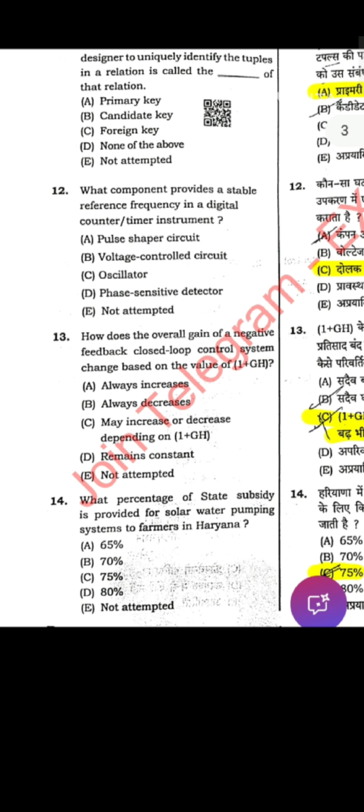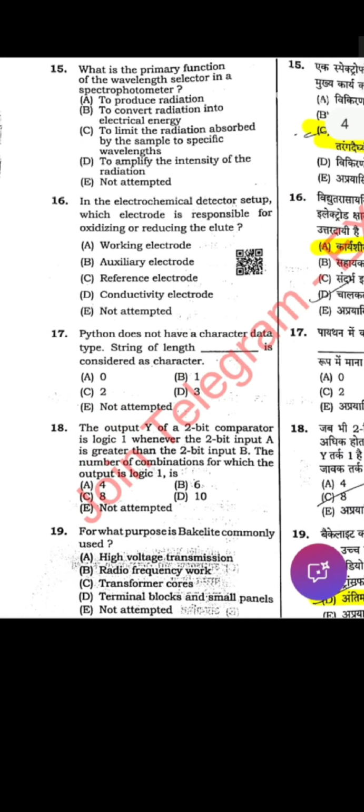A designer to uniquely identify the tuple in a relation is called the primary key of that relation. Python does not have a character data type; a string of length 1 is considered a character. 1 को हम Python की data string में consider नहीं करते.